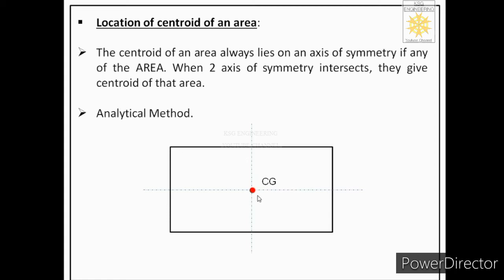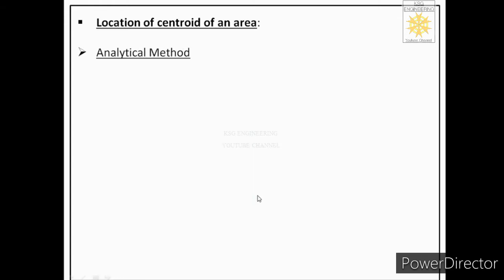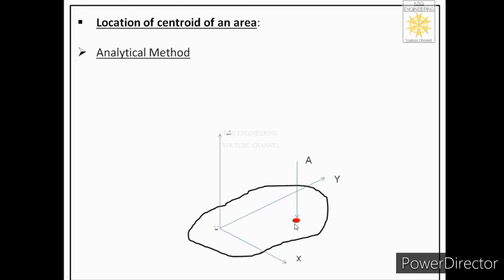The second method to locate the centroid of an area is the analytical method. Let us see in brief what that method is. Suppose we have an area and this is the centroid of this area, and suppose that the complete area is concentrated at this particular point. In order to find the centroid of this area, we have to consider reference planes. So we have considered the x-axis, the y-axis, and this is the origin of that reference plane. And in order to define the centroid of this area, we have to talk about two coordinates.